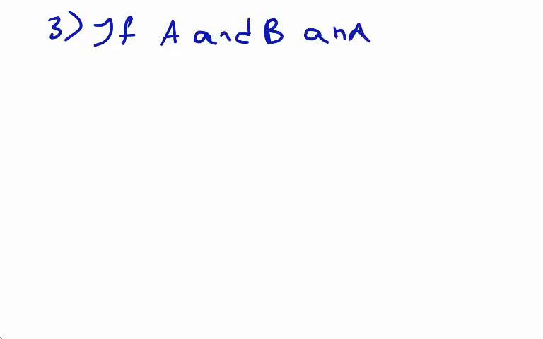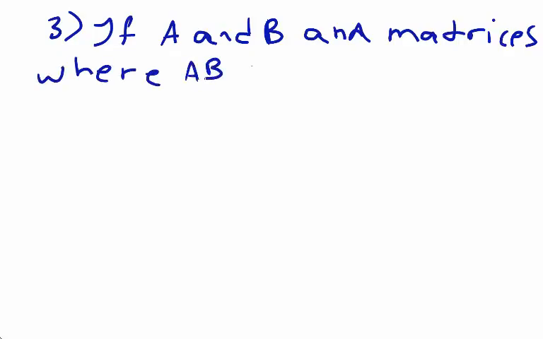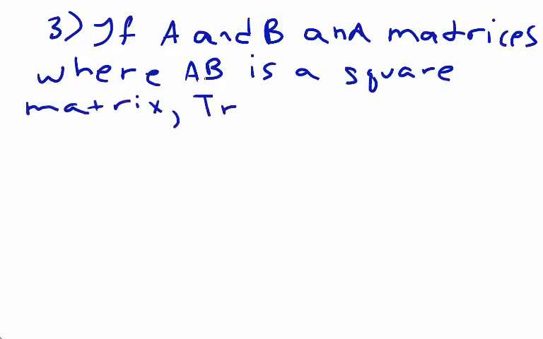Another property tells us that if A and B are matrices, and their product AB is a square matrix, then the trace of A times B is equal to the trace of B times A.